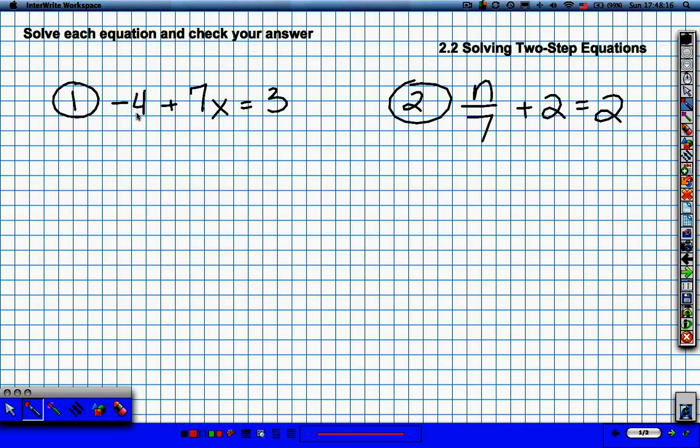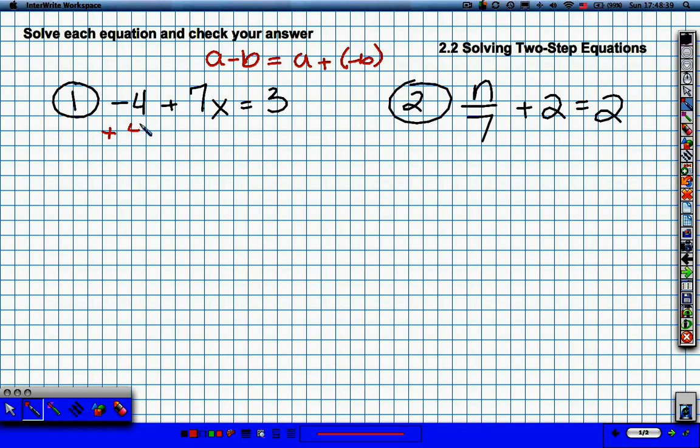Now it's a negative 4, but remember negative numbers are really just like subtraction. So do you remember this? If we have a minus b, that's the same as doing a plus a negative b. So when we have a negative number, it's the same as subtraction. So since this is subtraction, we can think of the inverse as being addition.